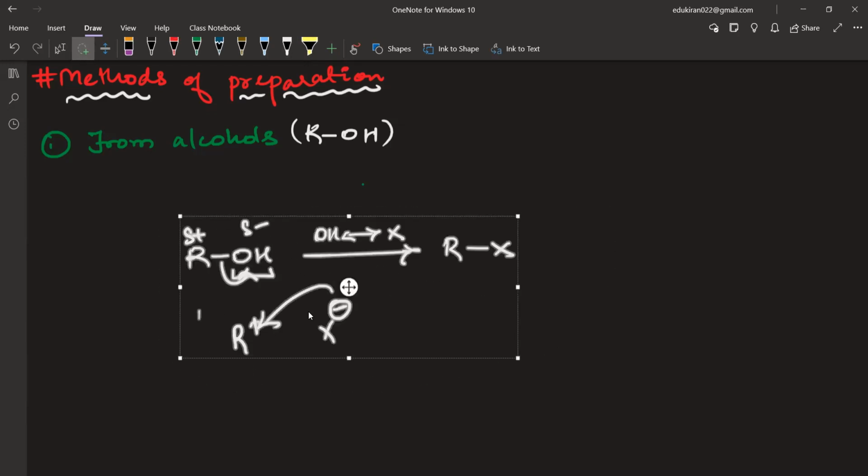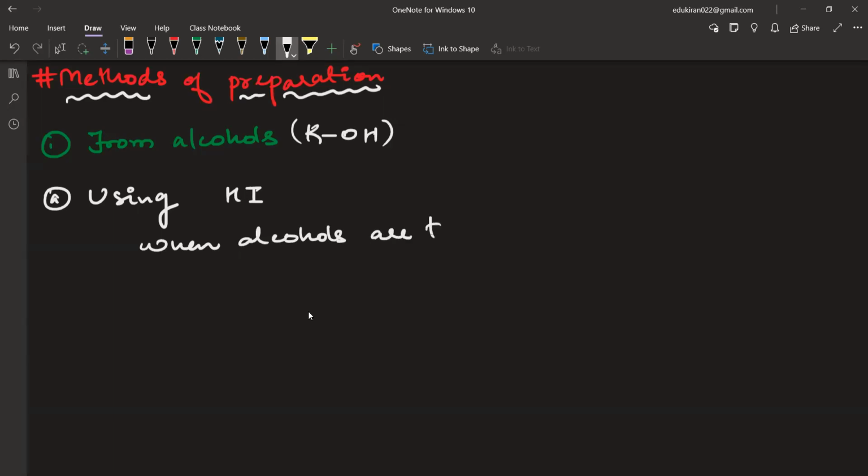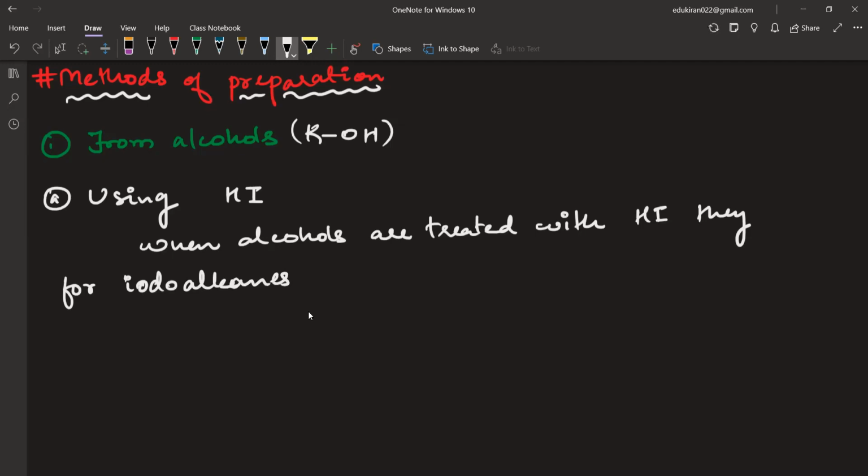Okay. So now we'll look at some reagents that convert alcohols to haloalkanes. First of all, number one, using HI, simple hydrogen iodide. In this case, what happens? When alcohols are treated with HI, they form iodoalkane. Is this clear? Yes.